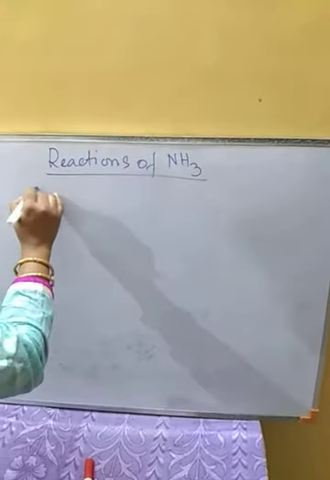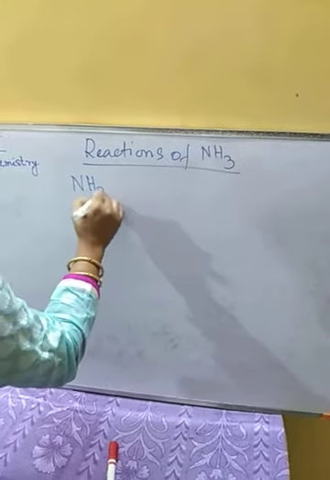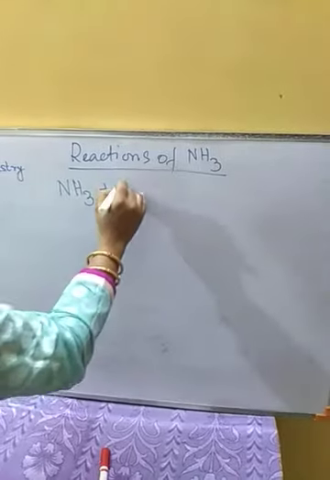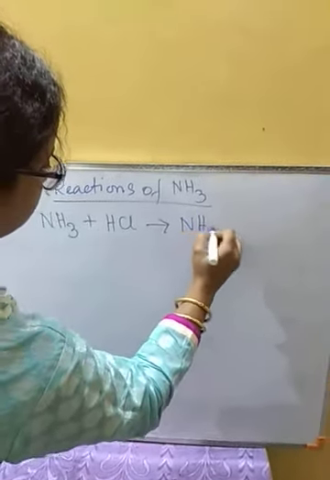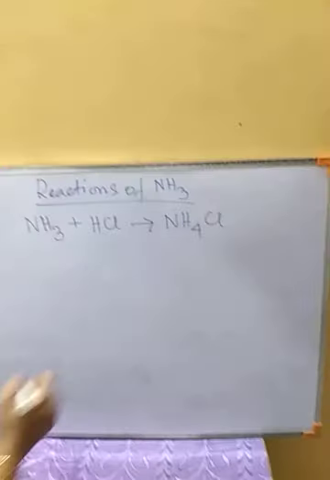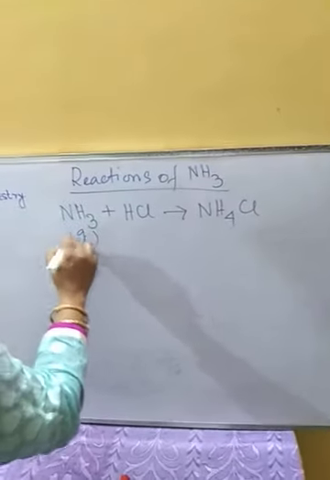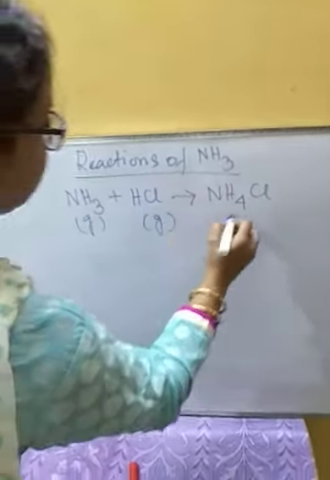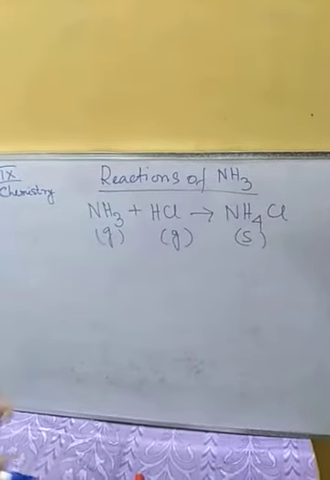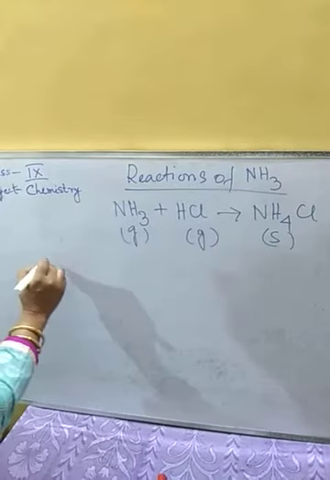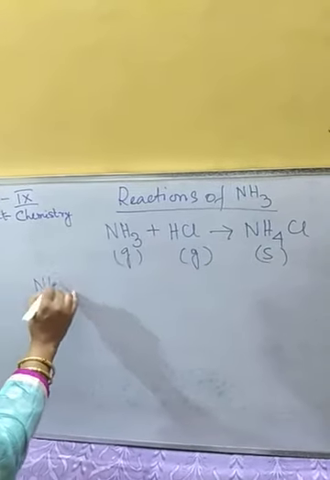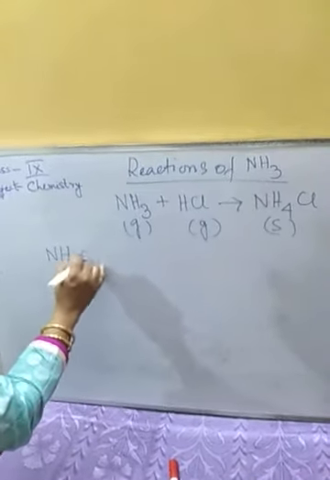In our last class, we have done this reaction: ammonia plus HCl. We have got this NH4Cl. These two are in gaseous form and we have got this solid. Now today we are going to work with the solution of ammonia, that is NH4OH.